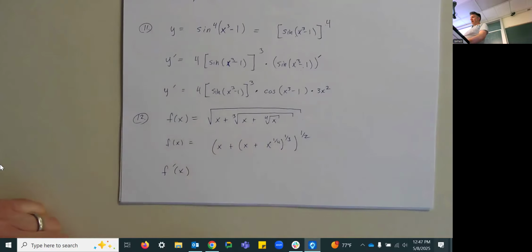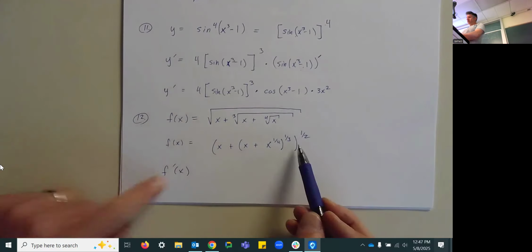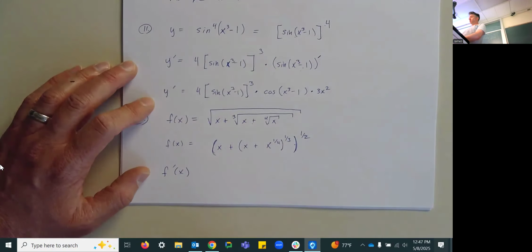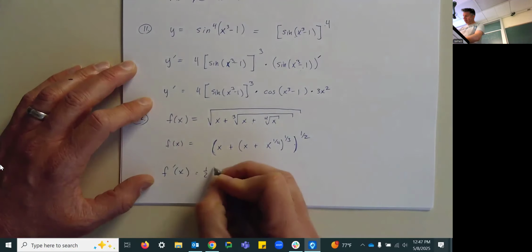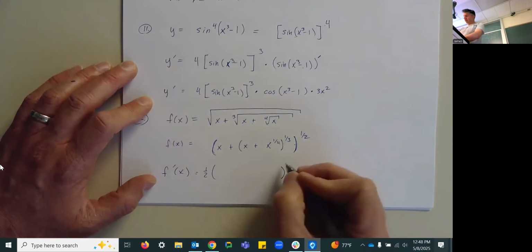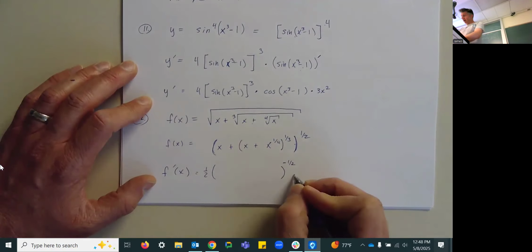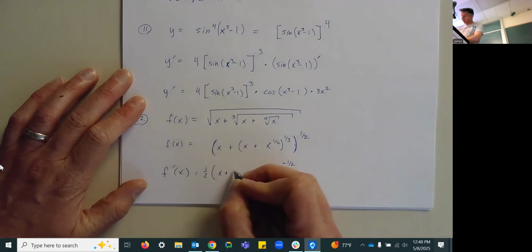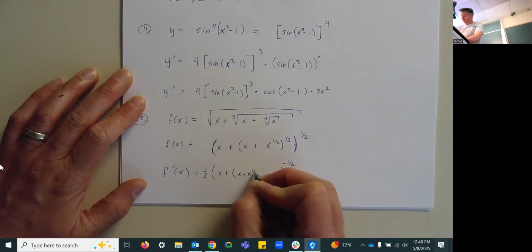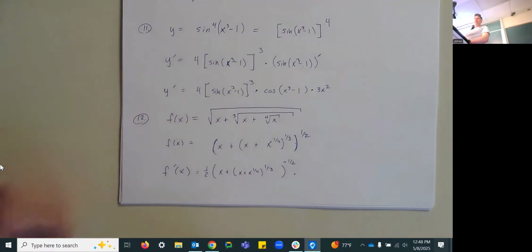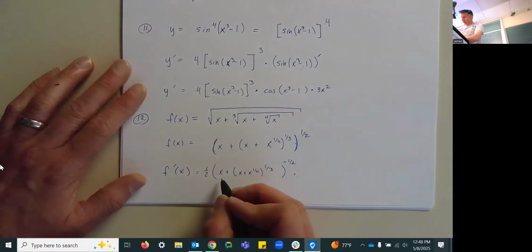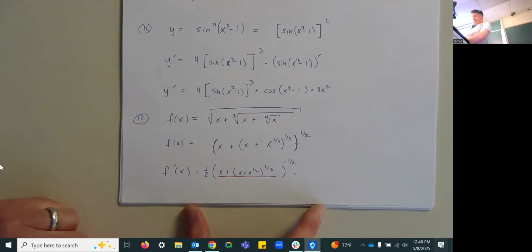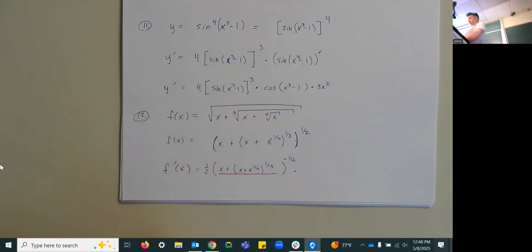Working from the outside in, our outermost function is some stuff raised to the 1/2 power. So my derivative is going to be 1/2 times all that stuff to the negative 1/2, multiplied by the derivative of that inside stuff. So let's write down the inside stuff. It's x plus parentheses x plus x to the 1/4 to the 1/3. I like to underline the stuff I'm about to take the derivative of. So this stuff now, that's what we have to take the derivative of. All right, so let's do it.